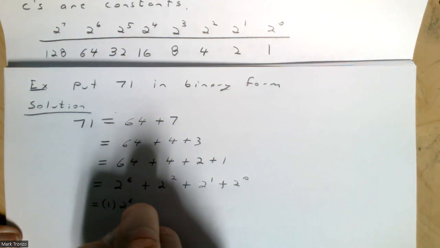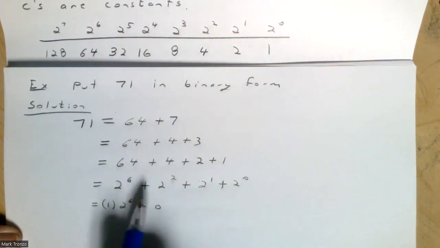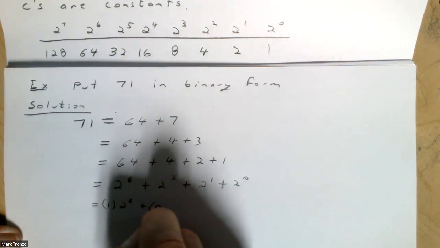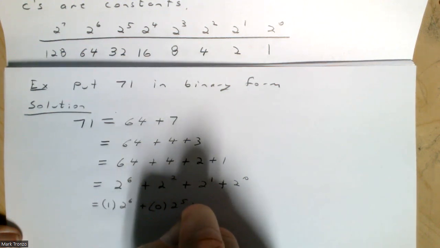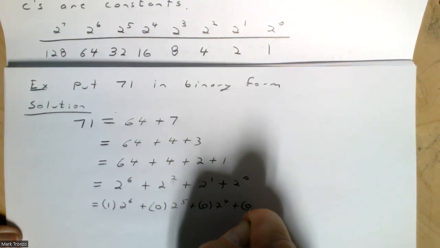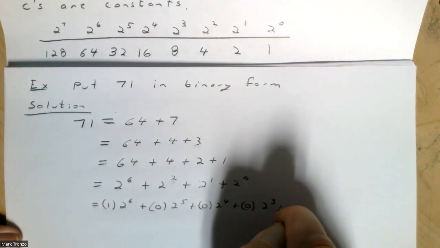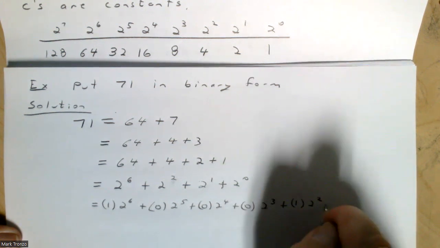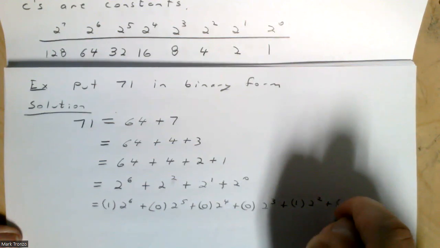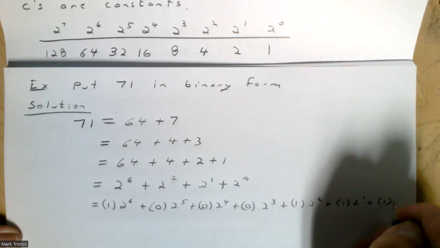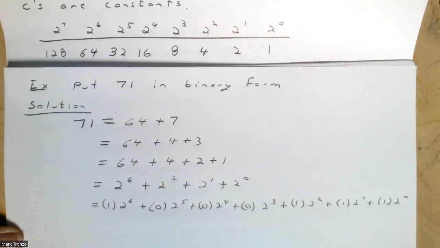And this is 2 to the 6. And so you have to include all the powers of 2 that are not on here and put zeros in front of them. That's 2 to the 5th, 0 times 2 to the 4th, 0 times 2 to the 3rd. Then we do have 1 times 2 squared, 1 times 2 to the first, plus 1 times 2 to the 0.